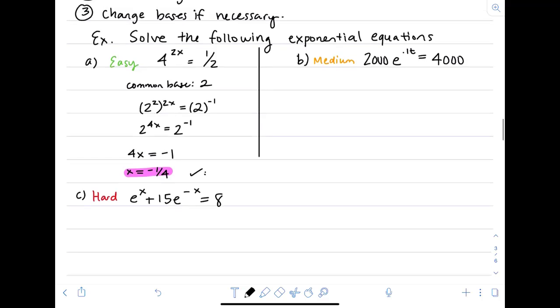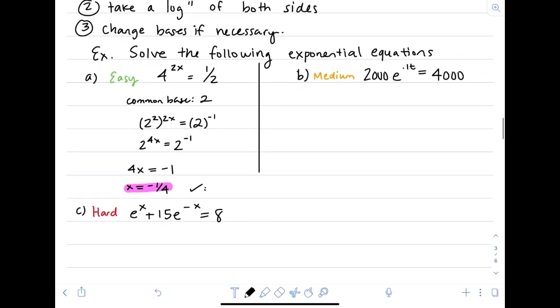Let's move on to our next example. So this one's cranking up the difficulty a little bit. I see my base here is e. And already I can tell there's not going to be a way to write a number like 4,000 in terms of e. So this one we're definitely not going to be able to do that same trick as we did last time. This might be a situation where we're going to want to take a log of both sides.